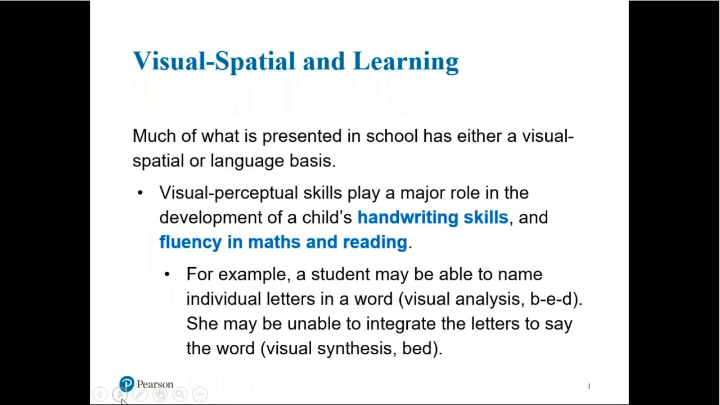How about visual spatial and learning? So much of what's presented in schools has either a visual spatial or language basis. When we're looking particularly at visual spatial or visual perceptual skills, we know these have a large role to play in the development of handwriting skills, as well as fluency in maths and reading. So for example, a student may be able to name individual letters of a word. They undertake a visual analysis of the letters B, E and D. Individually they recognise these are individual letters, they are in English, so from that perspective they're recognisable. But they might not be able to integrate the letters to say the actual word, so the synthesis aspect of that, which would be bed.